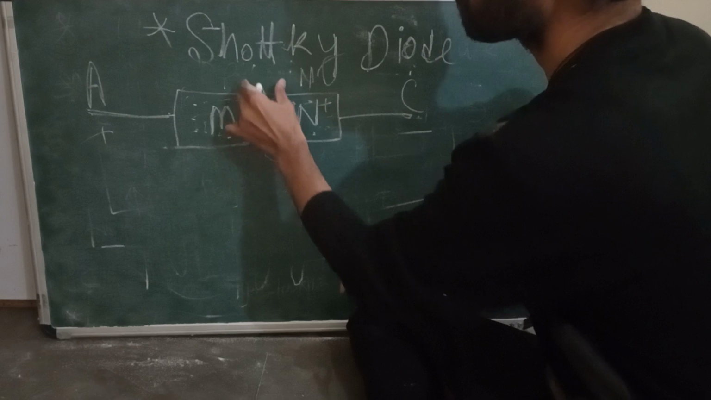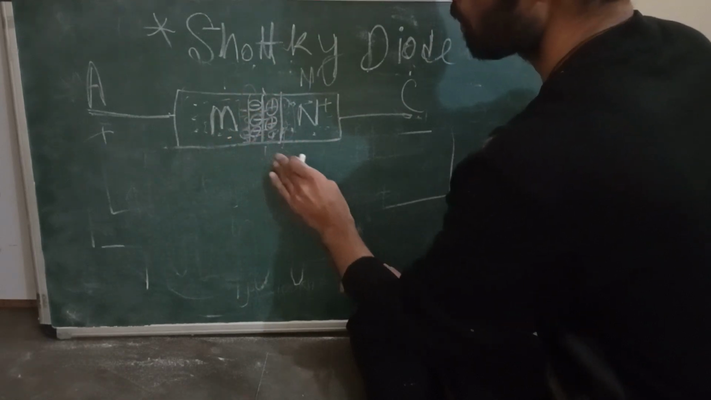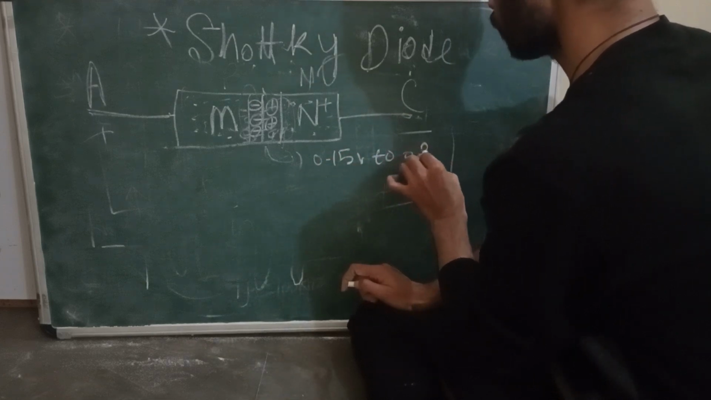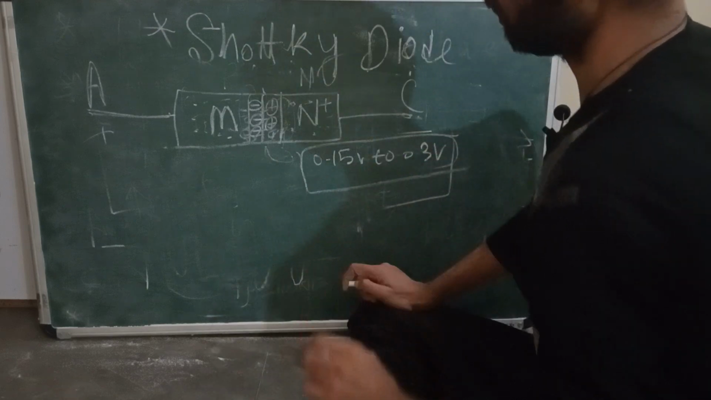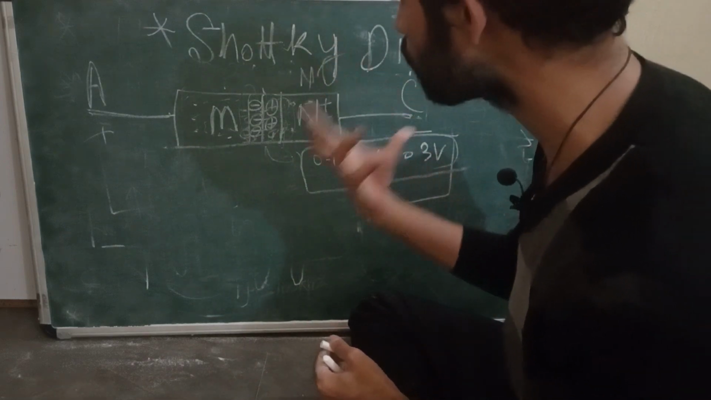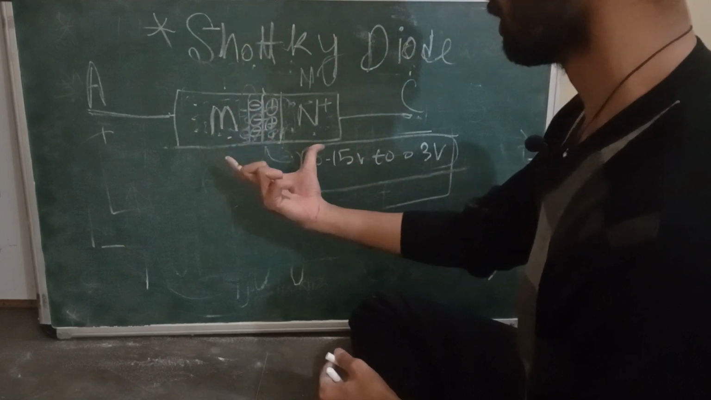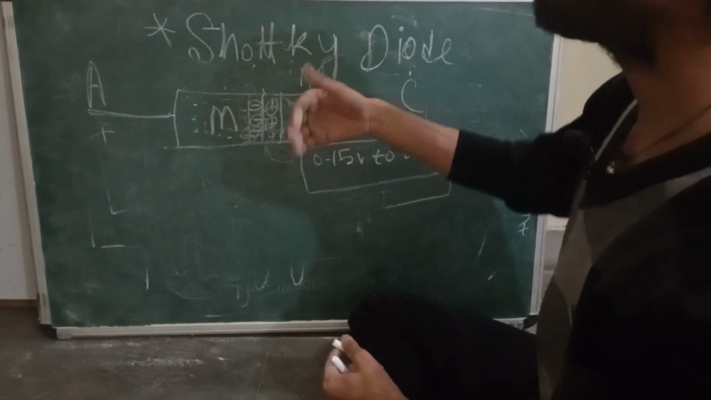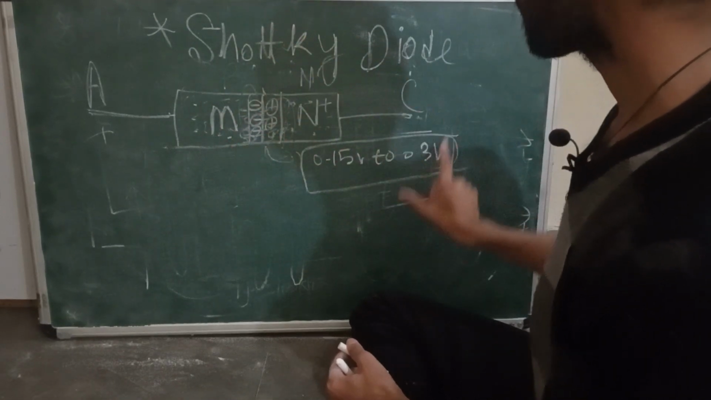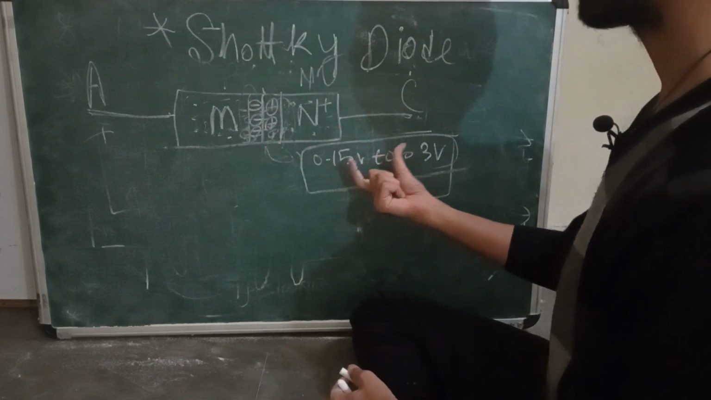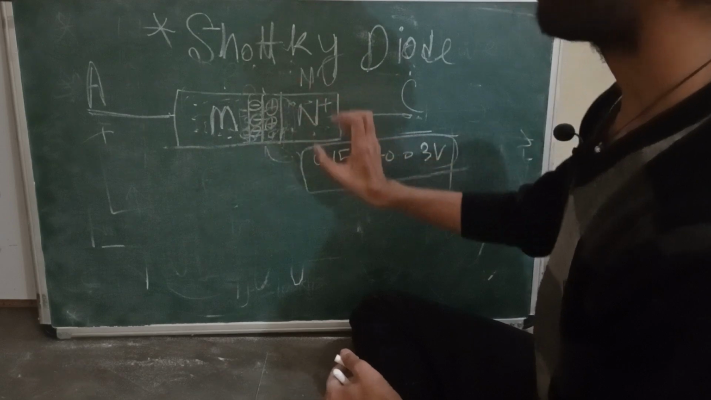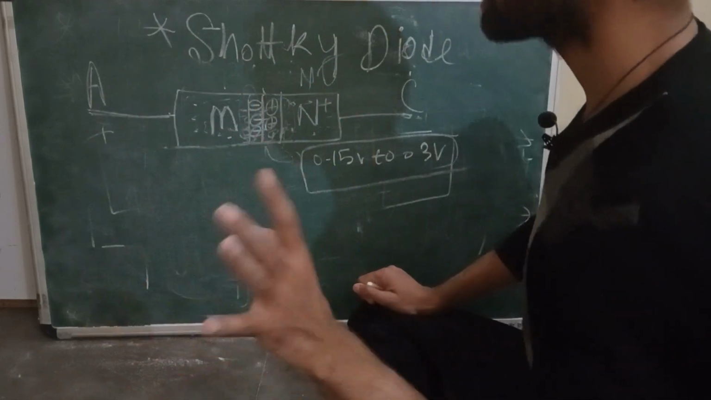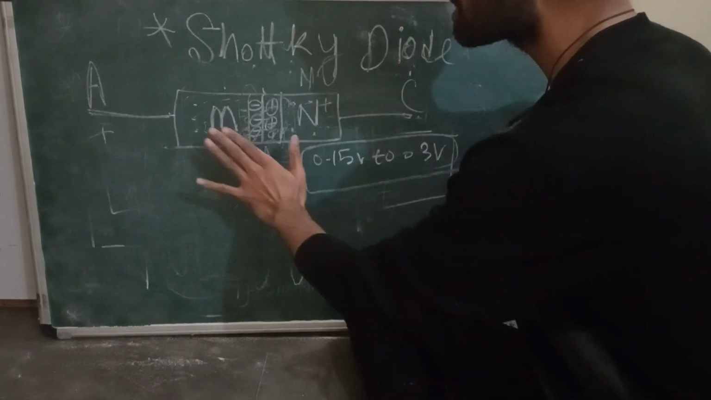Now this depletion region has a potential barrier of about 0.15 volt to 0.3 volt. So this is the potential barrier, the threshold that we have to cross by applying biasing in order to make this device go into conduction state. We have to apply a biasing of about 0.15 volt to 0.3 volt, and then this device will be able to conduct. Now up to this, the story is the same. Up to this the story is similar to the PN junction.